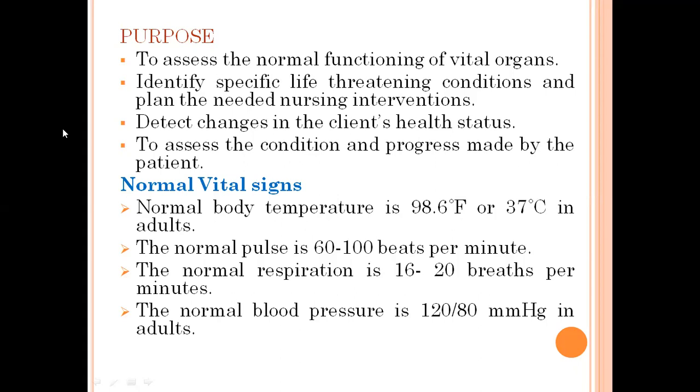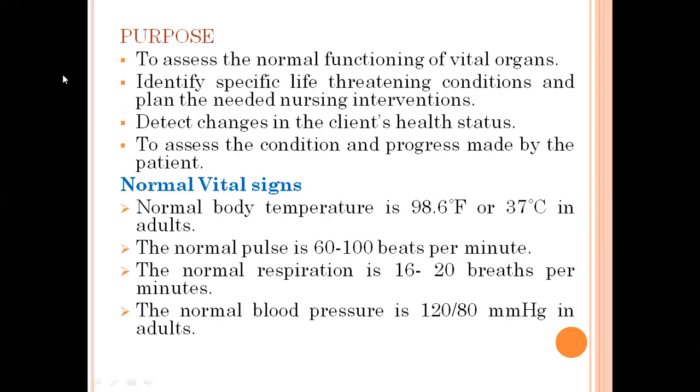So what is the purpose of us measuring vital signs? To assess the normal functioning of vital organs, identify specific life-threatening conditions and plan the needed nursing interventions, to detect any changes in a client's health status, or to assess the condition and progress met by the patient. These are understandable and self-explanatory.